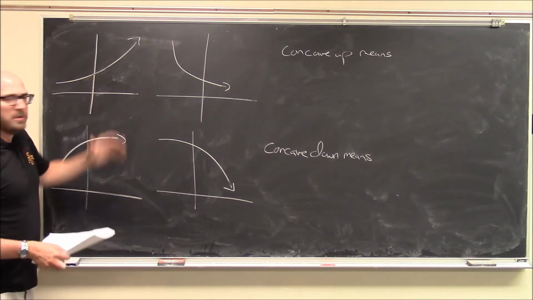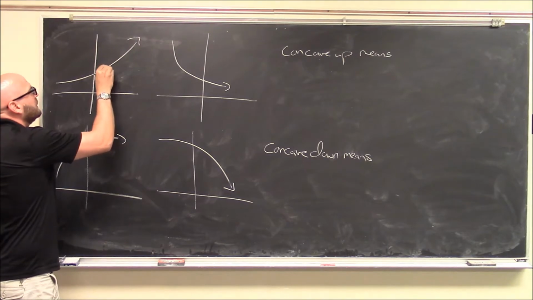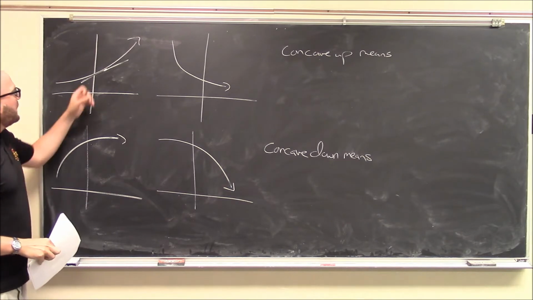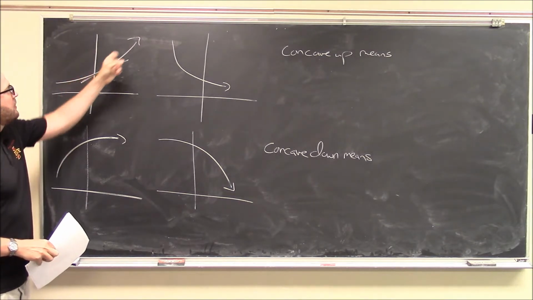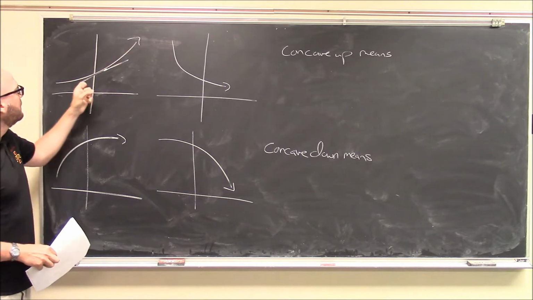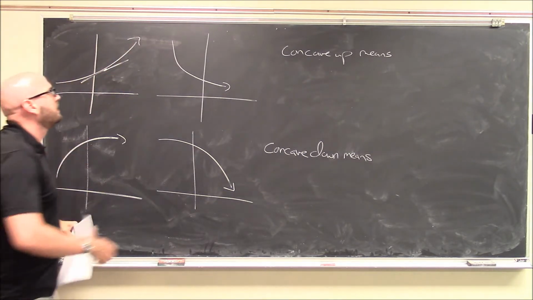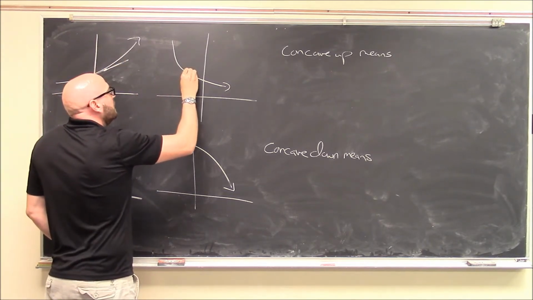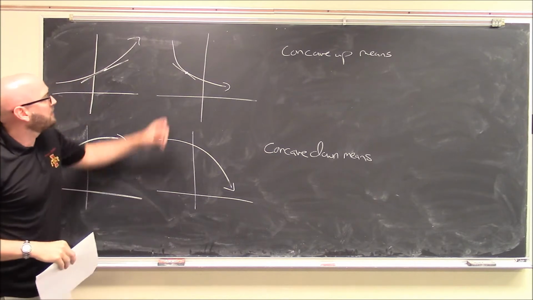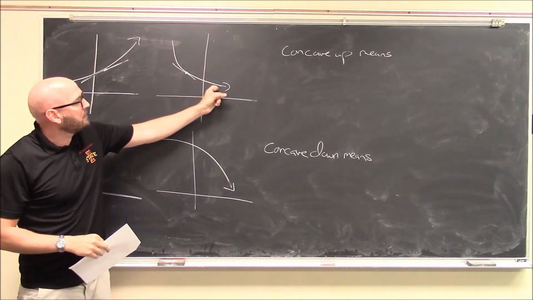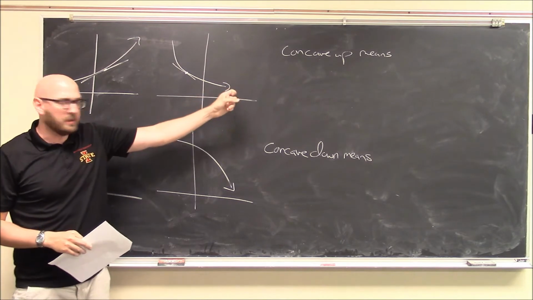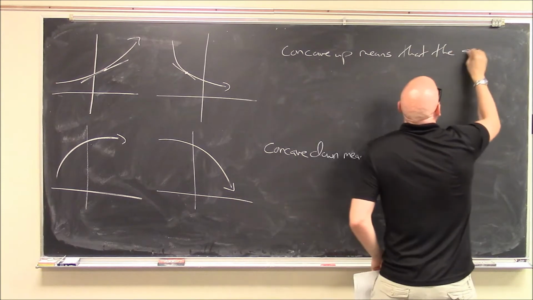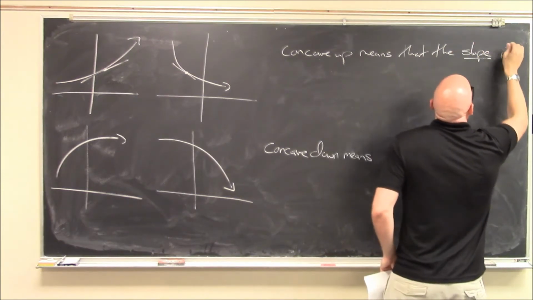So concave up, right? What did I say? Concave up means the graph always lives above the tangent line. But what does that mean? Well, that means that the slope is increasing, right? Even over here, it's easier to see that the slope is increasing for an increasing function, but even over here, at this point it has negative slope, and over here it's got less negative slope. So the slope is still increasing. Right, so concave up means that the slope is increasing.